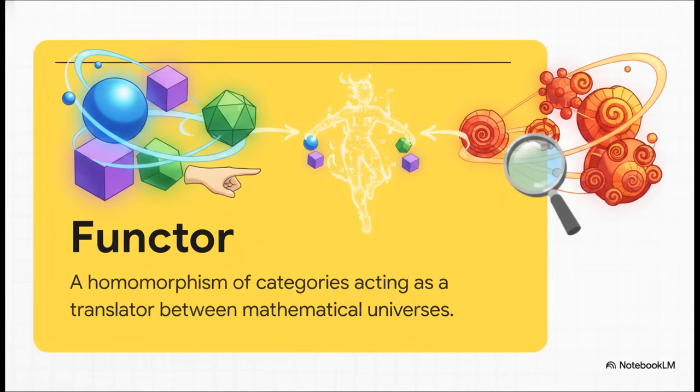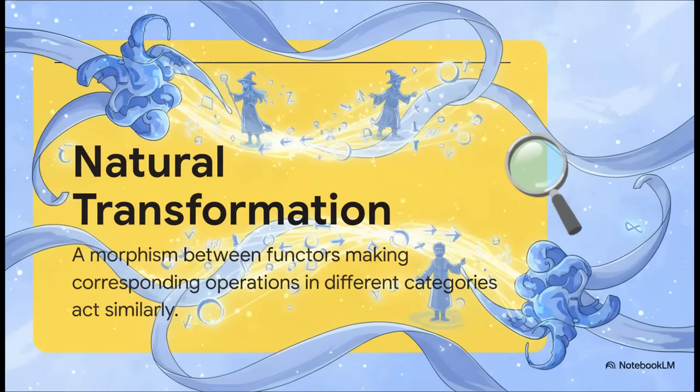It takes objects and maps them from one category to another, but, and this is absolutely crucial, it does it without breaking the underlying architecture. But here's the catch. Just translating isn't enough, right? We need consistency. And actually, that is exactly where a natural transformation comes in. Think of these as the intertwining structures that keep those translated mathematical universes perfectly consistent with one another. They're making sure that operations in one category act similarly to operations in another.